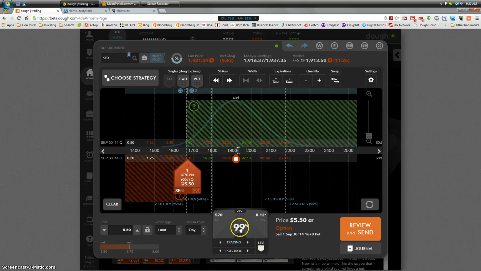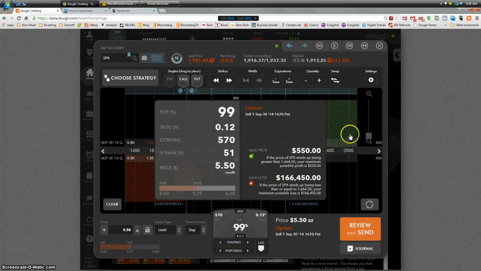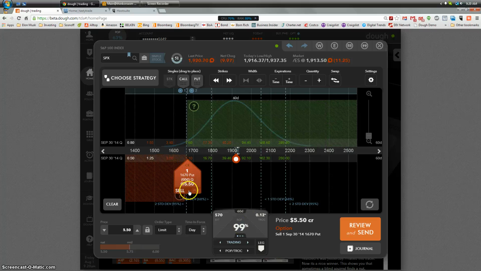Because here's why. Look, the max she can make is this, but she's going to risk $166,000 to make $550. And of course, this is an IRA account I'm showing you here, but she has portfolio margin, so she has a lot of money to work with. Okay, so back to this. So that's what she does.